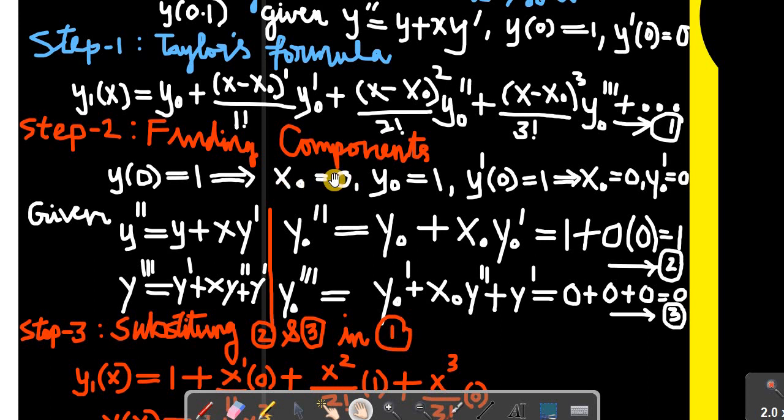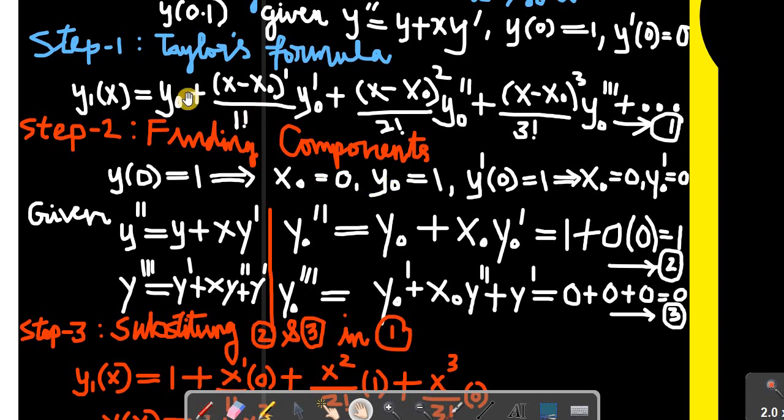So this x naught equal to 0 we can substitute here. We have found out x naught, so x naught equals 0 we can substitute here, and here. So from the given condition we can get x naught, and that we can substitute here. Then y naught equals 1.